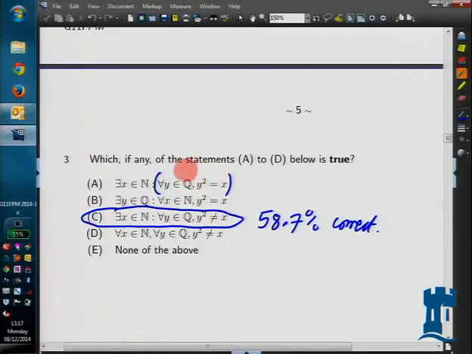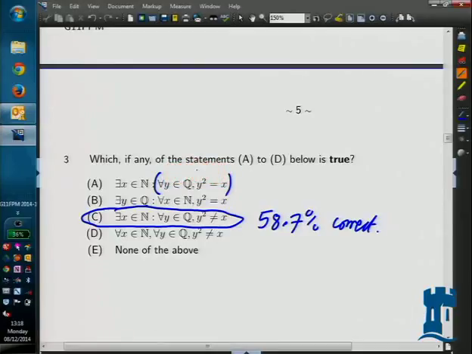For all y in Q, y squared equals x. Well, it's unlikely that x is going to satisfy that, because that's saying that the square of every rational number is equal to x. So this is in no way going to be true. Whatever x is, this is going to fail, because all you have to do is try two different y's with two different squares, and they can't both be equal to x.